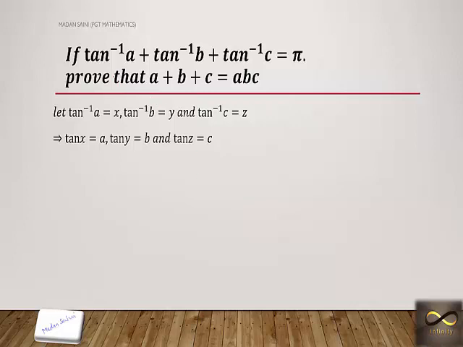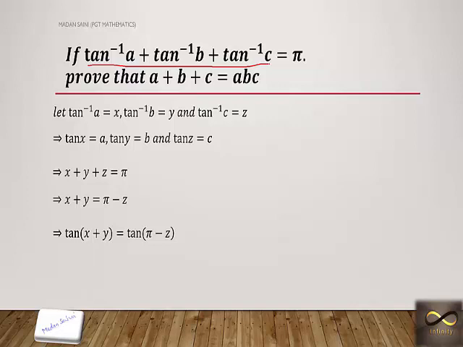Here you can see, as we assume tan inverse A, tan inverse B, and tan inverse C as x, y, and z respectively, this will give us x plus y plus z is equal to pi. Shifting z to the right hand side, we will have x plus y is equal to pi minus z. Applying tan on both sides, we will have tan of x plus y is equal to tan of pi minus z. Why are we applying tan here? Because everything is in terms of tan.